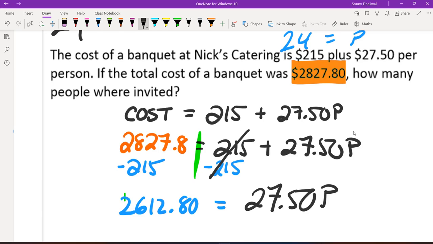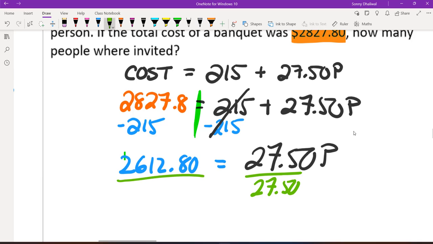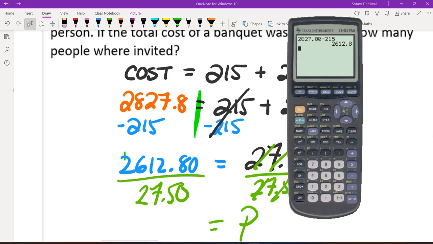Okay. So, last step, solving for p. What do we do with that 27.50? You gotta do the opposite. Divide. It's multiplying the p, so the opposite is to divide it. So we'll divide by 27.50. Okay, those are gone. We're left with just the p. And we just go back to our dividing. So we go 2,612.80 divided by 27.50. And there is roughly 95 people.